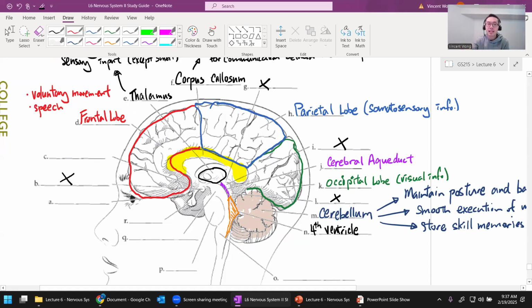And we cannot see the temporal lobe, right? Because the temporal lobe is on the side. We're looking at the brain from the middle. Can't see it in this view. Okay, how about that?